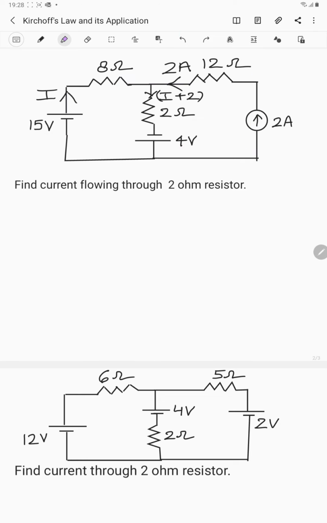Now the only option left is to apply KVL in this loop. So we will be doing it. Let's apply KVL in this loop. We will start at this point and move in a clockwise direction. While moving clockwise, the first element we encounter is this 15-volt source. For this source, we are moving from the minus to the plus side, so the sign should be plus.